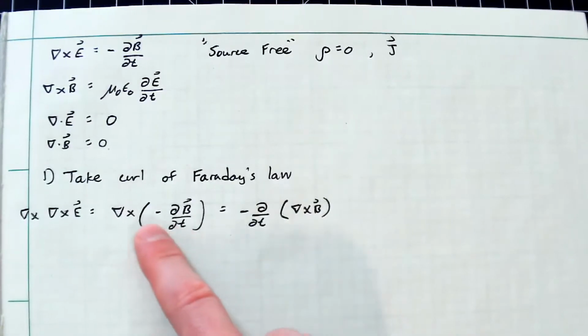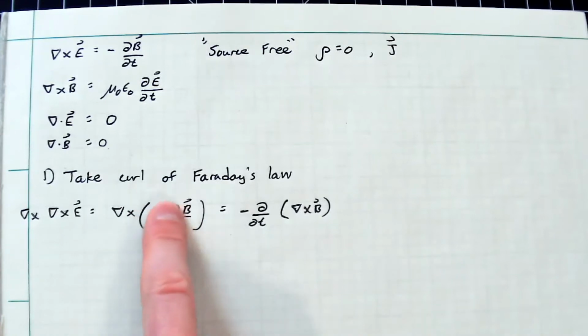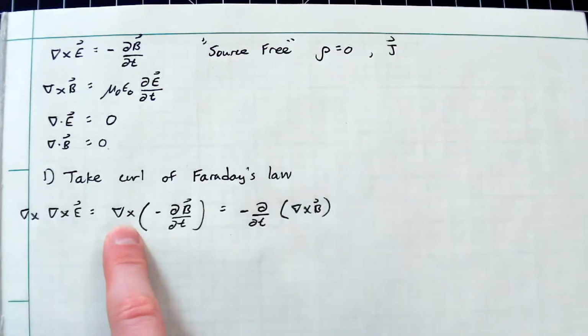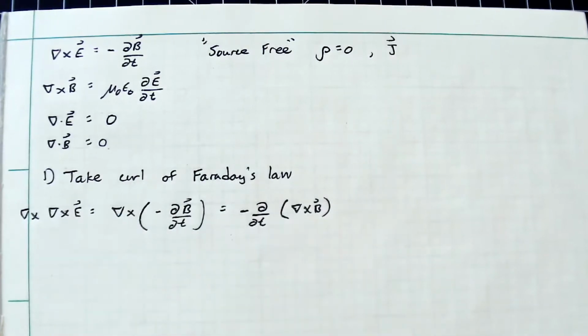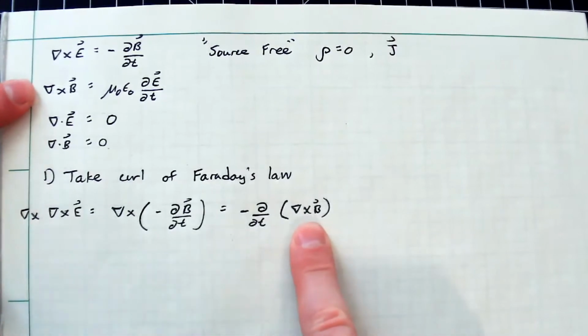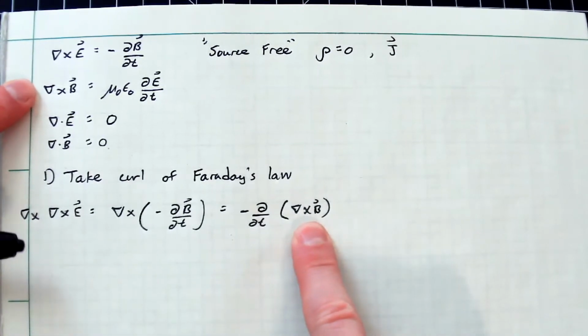That's just a fact. If I do 2 partial derivatives, it doesn't matter what their order is. And the curl is just a very fancy collection of a bunch of partial derivatives. So this is a very straightforward step you can do. You then look at this and say, oh, I know what the curl of B is. It's just Ampere's law up here.